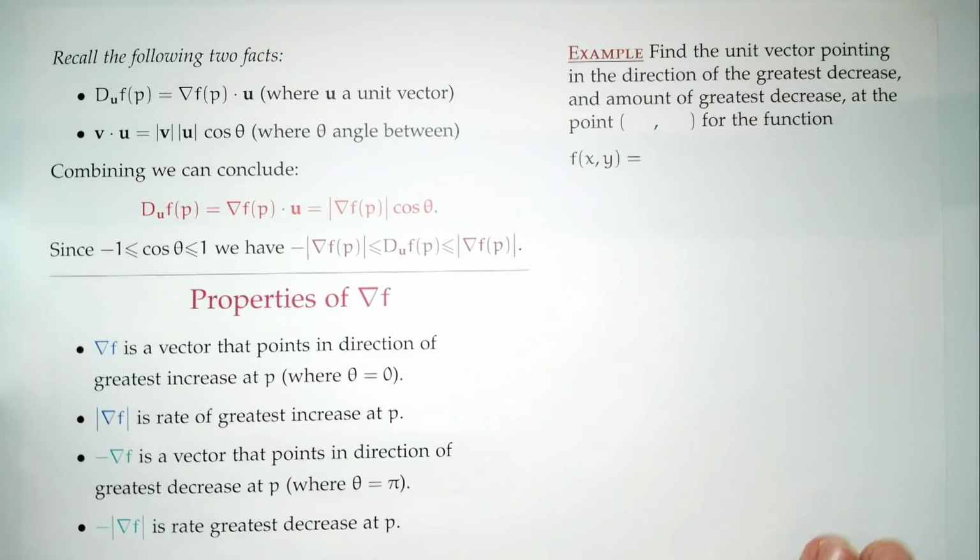All right, let's do a quick example. Find the unit vector pointing in the direction of the greatest decrease and the amount of greatest decrease at the point, which is currently blank, for the function f of x, y equals, which is also currently blank, which means it's a choose your own adventure type problem. All right, well, let's put our function first, then we can decide what our point should be.